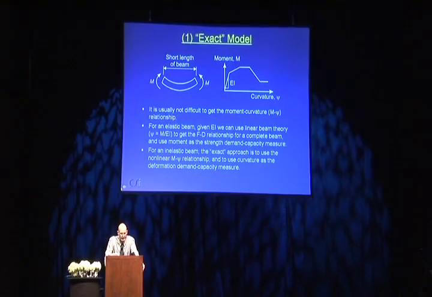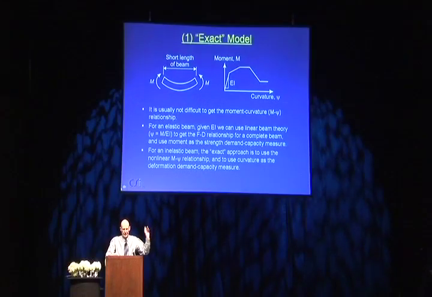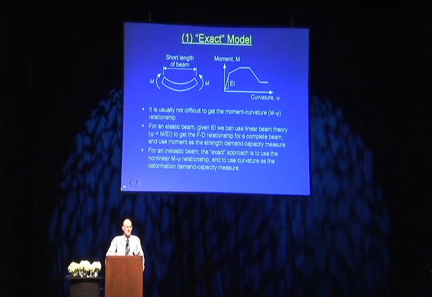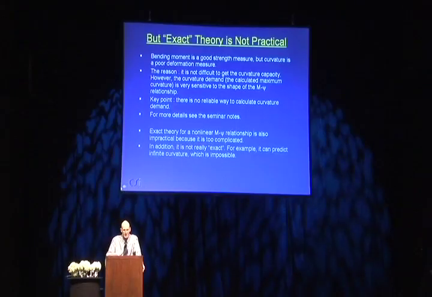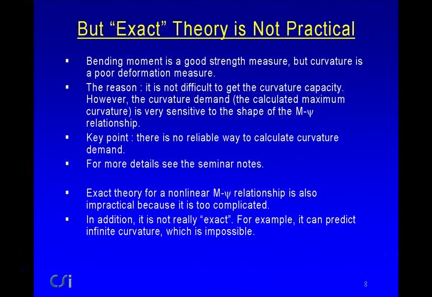For an inelastic beam, you might say, okay, why don't we just use the nonlinear or the deformation counterparts of bending moment. Let's use a nonlinear moment curvature relationship as shown up here, and let's use curvature as the demand capacity measure. That would be the natural approach, and this would be an exact model. The trouble is it's impractical. It's impractical for a number of reasons, and I can't go into details too much, but in your notes there is some additional documentation on this.